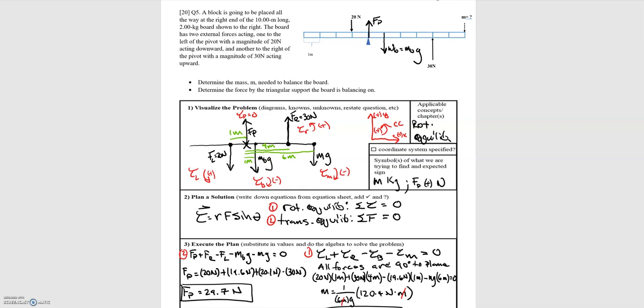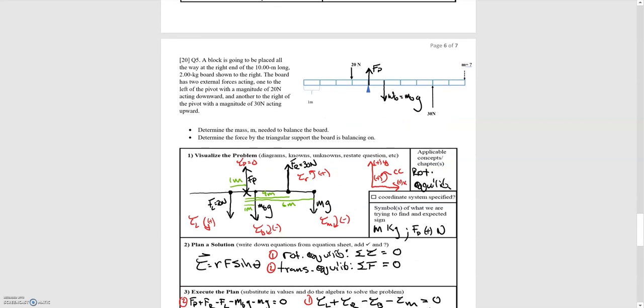So this is clearly a torque rotational equilibrium problem. So coming down to the diagram, I'm going to highlight some important points. Defining the coordinate system and choosing the positive direction.